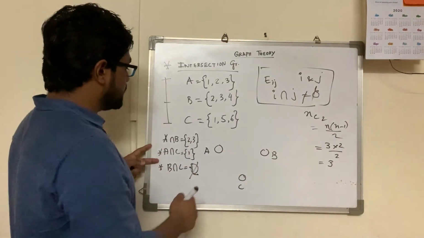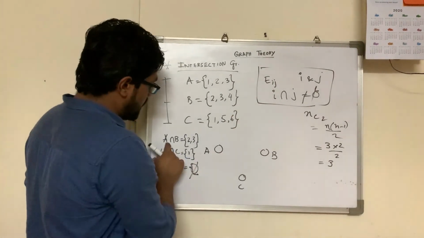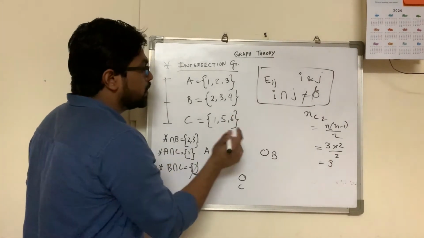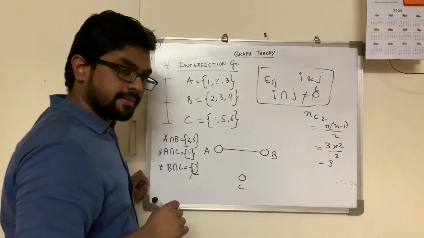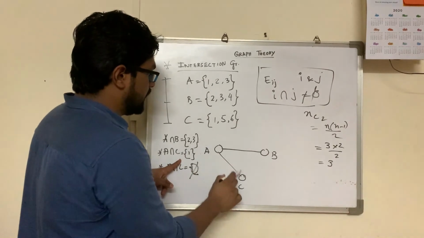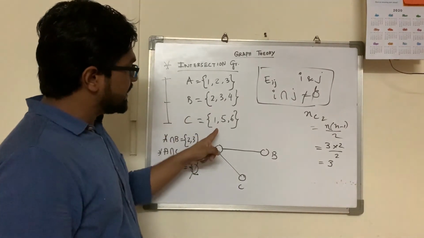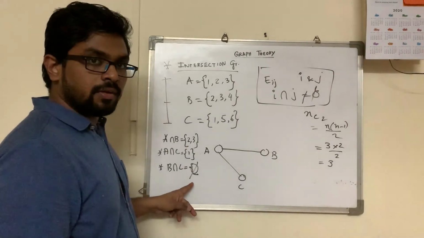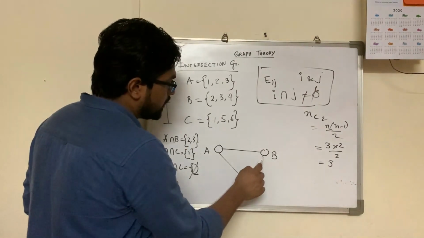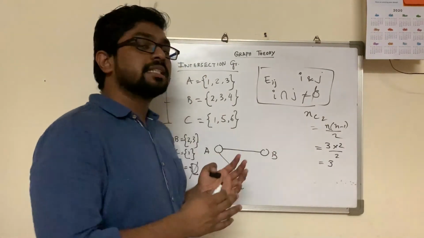So as I discussed, from the definition, A and B intersection is not phi, so there will be an edge. A and C is not phi, so there will be an edge. What about B intersection C? See, there is no intersection value, so that is why there will be no edge here. So this is what an intersection graph is.